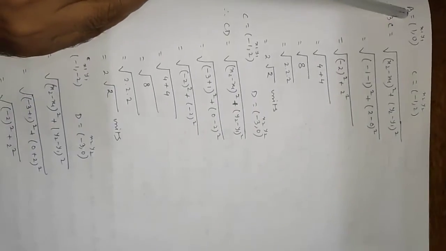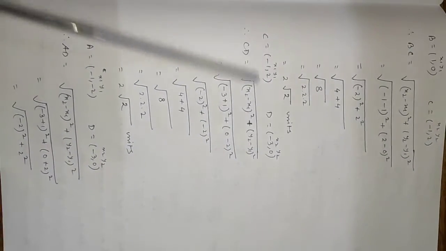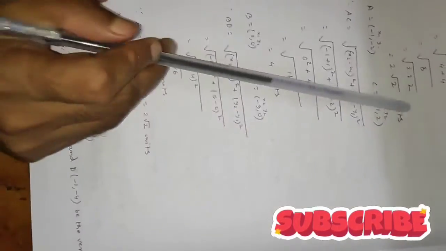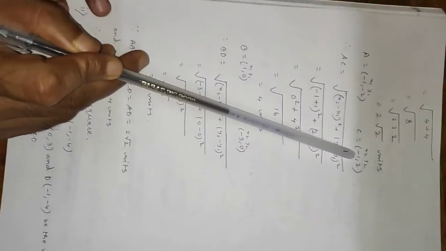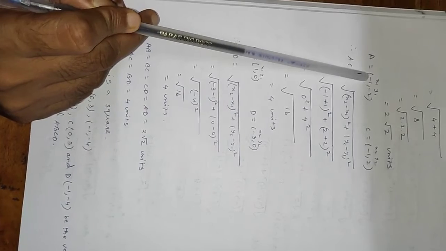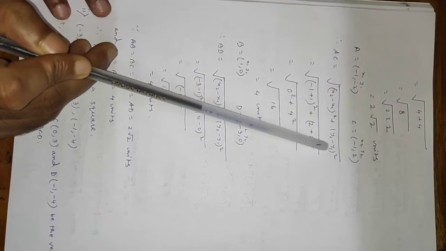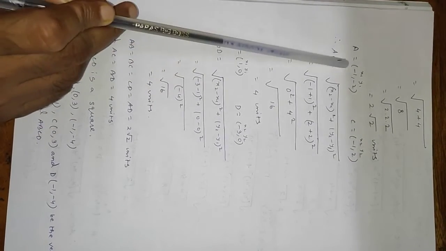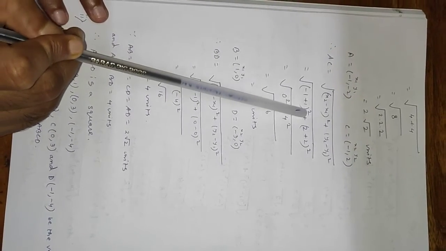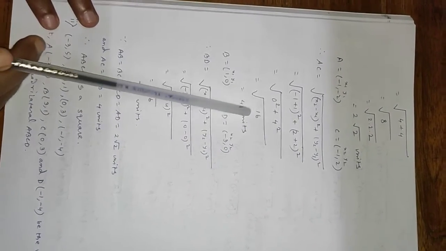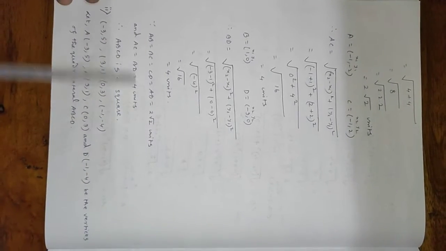Same way, find out the distance between B and C, distance between C and D, distance between A and D, all will be the same. Then diagonal A and C, because since all sides are equal here, diagonals we are also going to check. AC equals square root of (x2 minus x1) whole square plus (y2 minus y1) whole square. Minus 1 minus (-1), that is (minus 1 plus 1) whole square, plus (2 minus (-2)), that is (2 plus 2) whole square, 0 square plus 4 square, root 16, 4 units. BD also we are getting 4 units. Since all sides are equal and diagonals are also equal, it is a square.